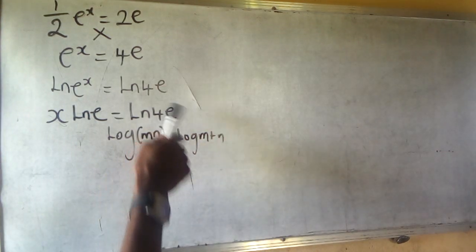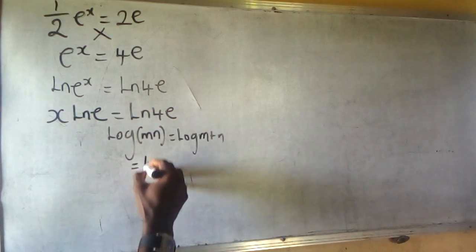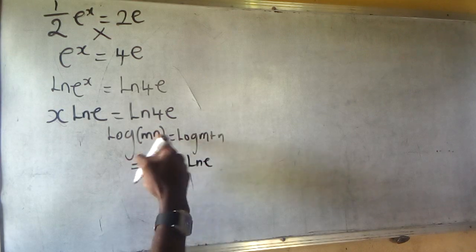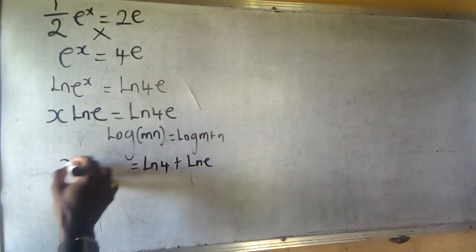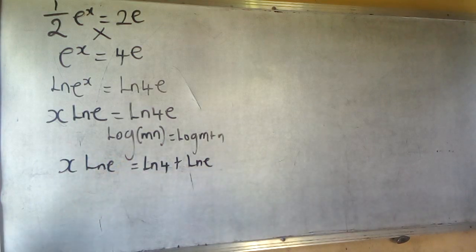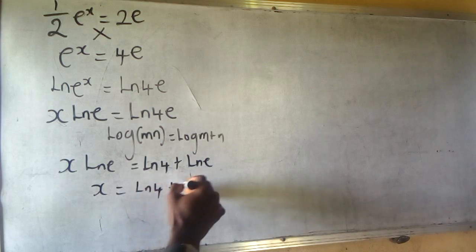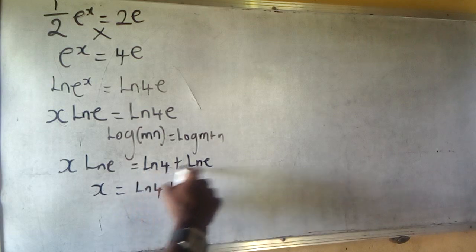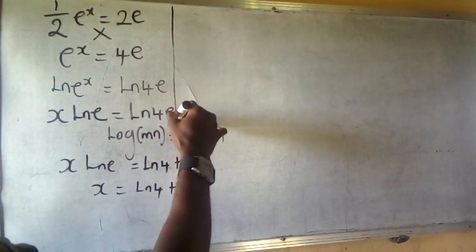Let me introduce this one here. Let me interpret this. So here becomes ln of 4 plus ln of e. I've been able to interpret this now. This is 4e, that is mn. So here becomes x ln of e. Then ln of e is what? It is 1, right? In mathematics, that becomes 1. So this becomes ln 4 plus 1. Remember that this is multiplication. x times 1 is x. Then this one is ln 4 plus 1. Right?